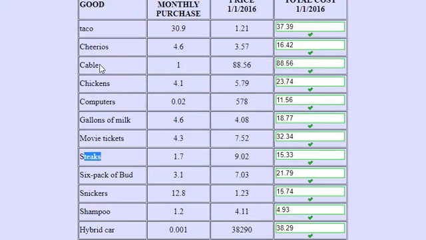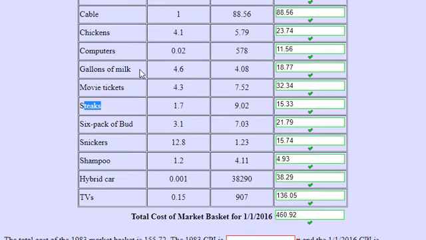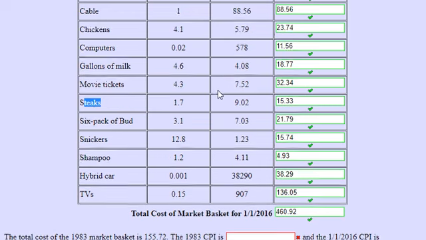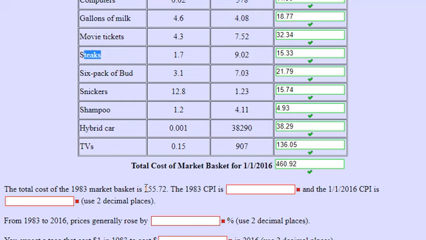Cable isn't the same as it was in the past. It's much different than it was back then. Cheerios are Cheerios and tacos are tacos. So there's a problem with this way of calculating the cost of the market basket, but that's beyond the scope of this course. Okay, so the total cost of this market basket was $155.72 back in 1983.